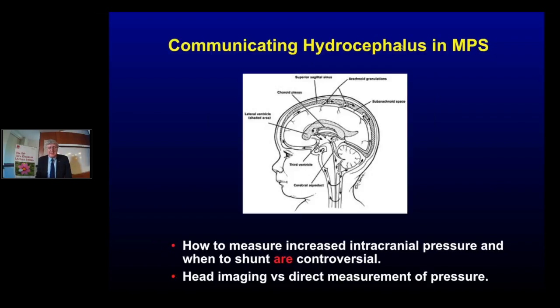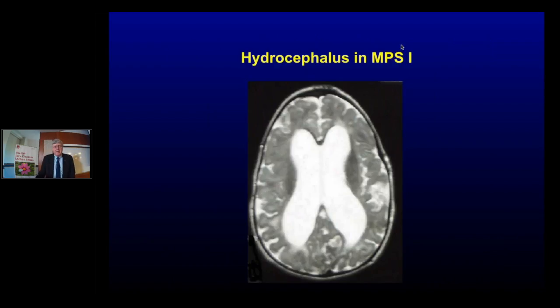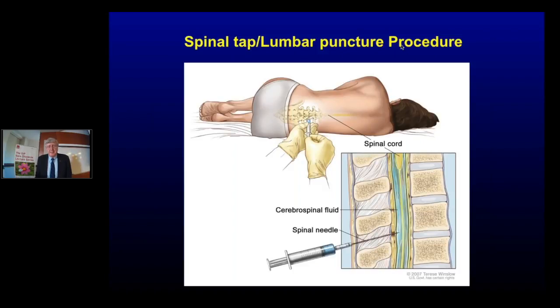Certainly if you see an MRI like this, you know, this is obvious ventriculomegaly in an MPS 1 patient. That patient would have very elevated intracranial pressure. One can also do a spinal tap or a lumbar puncture and measure the opening pressure, typically done under anesthesia, which has its challenges, as another way to assess whether you have an increased intracranial pressure.